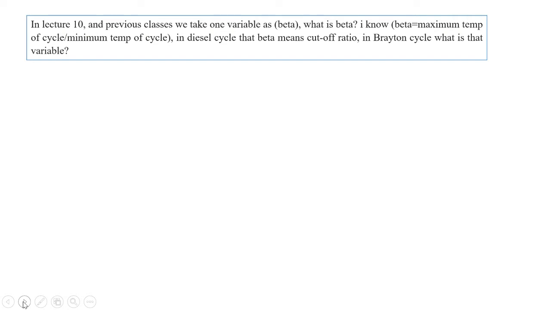Student has answered here itself that beta is the ratio of maximum temperature of the cycle to minimum temperature of the cycle. We continue with this philosophy for beta, since in our case, for the Brayton cycle, beta is T3 by T1. This is the maximum cycle temperature divided by the minimum cycle temperature.